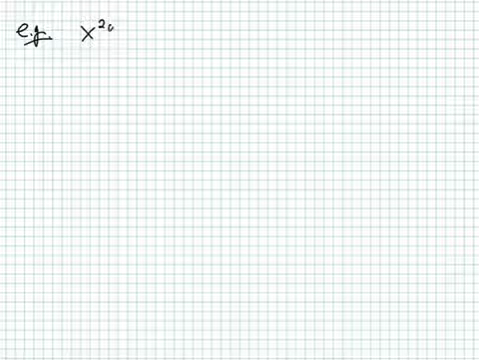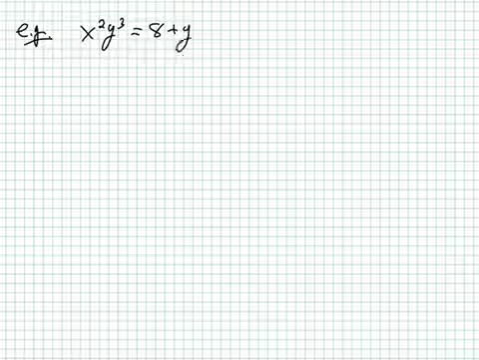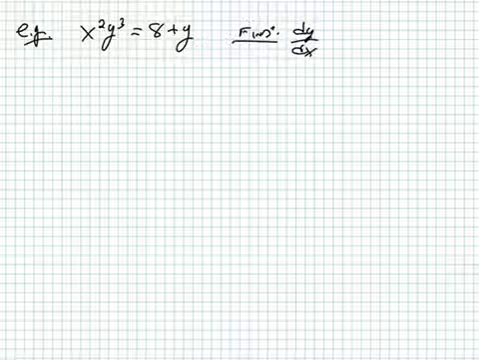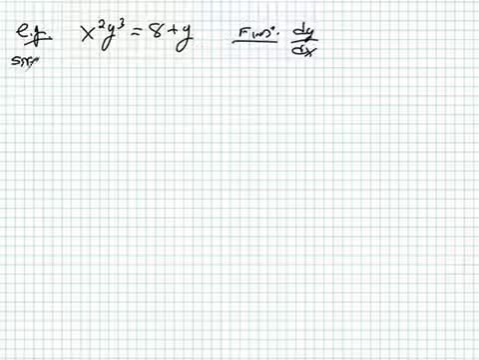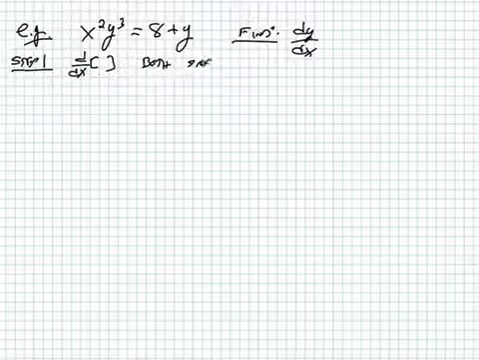We'll do it. All right, let's do some more complicated examples with implicit equations. For example, we want to find the derivative of x squared y cubed is equal to 8 plus y, and I want to find dy/dx. Here, step one is always we're going to take d/dx of both sides. And I'm going to distribute for sums and differences, never for products and quotients.